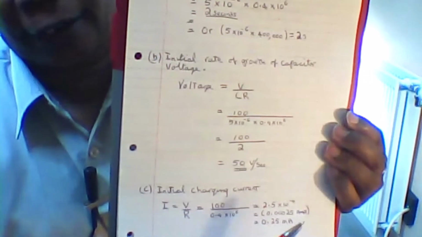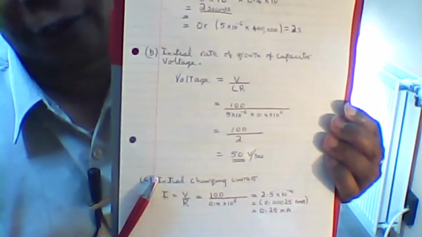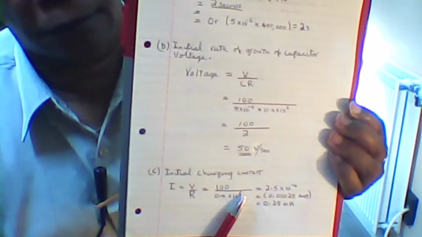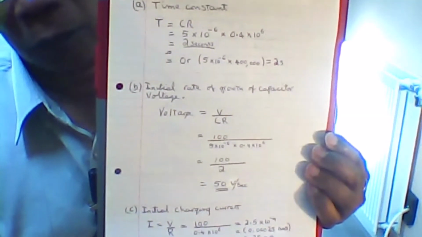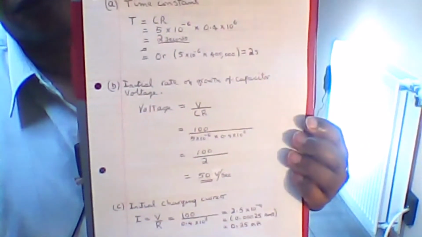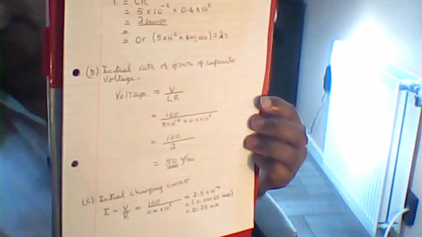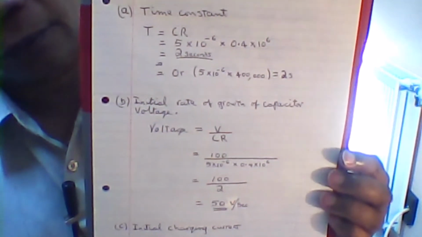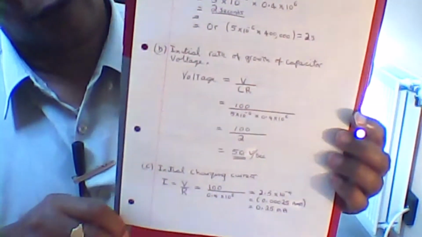And you can see at C here, the initial charging current, and you can see how that has been calculated. And it's 0.25 milliamps. I'm just going to step back so that you get it in full view, and I'll go back in a little bit and turn so you can get it in view. I hope that is seen by everyone.